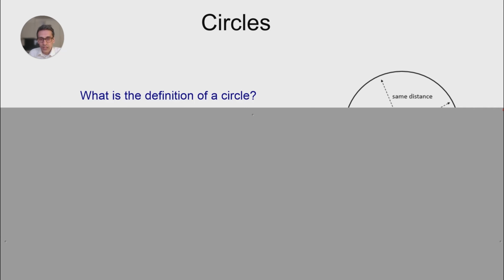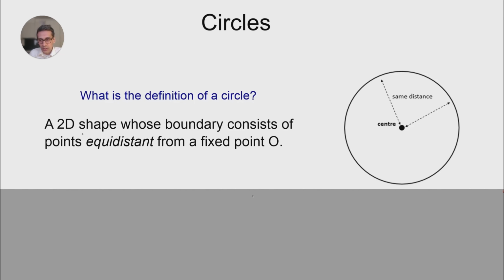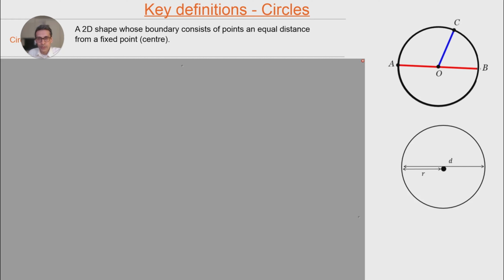And now we're going to look at some key definitions. So first of all, you might actually want to know what a circle is. So can you think of what a definition might be? So I have one here. A 2D shape whose boundary consists of points equidistant, which is just a fancy way of saying equal distance, from a fixed point O. So that's going to form part of our definition here.